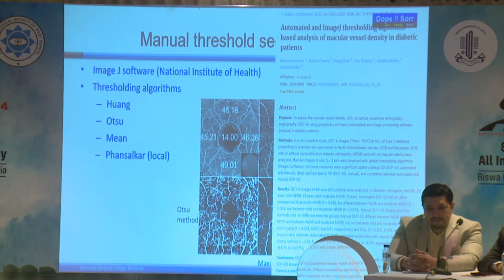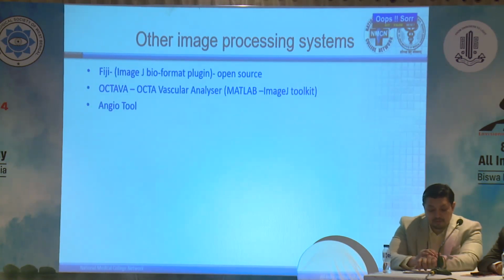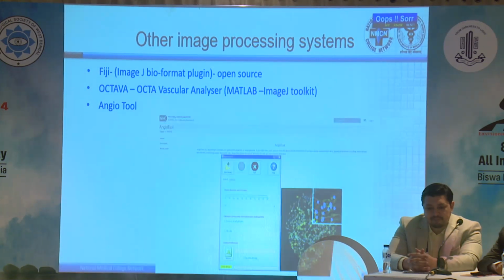Now important here is that you should use the same algorithms if you want to compare the data on follow-up, and you should not compare between the different platforms which are available, because different thresholding algorithms will give different results. Other metrics that are available are the fractal dimension, vessel diameter index, lacunarity index, and the flow void densities. These are being looked into in upcoming research studies, and there are other image processing systems also available other than ImageJ that can be used, such as Fiji, AngioTool, Octave.